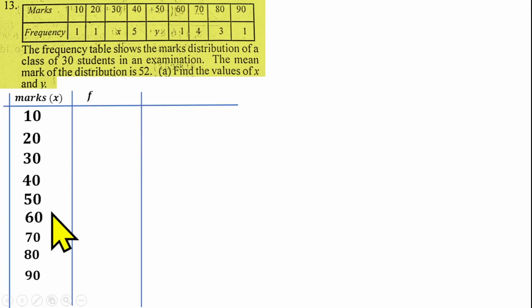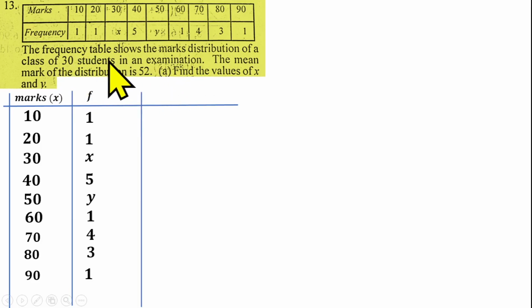If you arrange the table, we have it like this. Then, in this case, we can see that in this frequency, two values are missing, x and y. And you have been told that the frequency table shows the marks distribution of a class of 30 students in an examination.